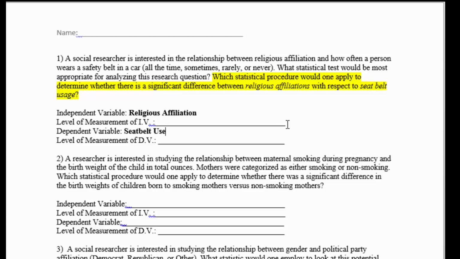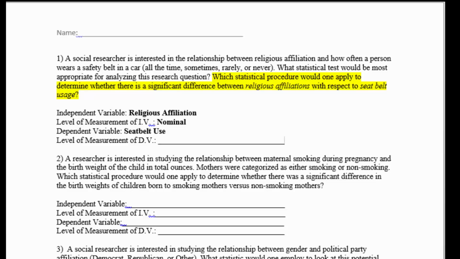Now that we've determined which is our independent variable and which is our dependent variable, the next step is to determine the level of measurement for each. So let's start with our independent variable of religious affiliation. Level of measurement means nominal, ordinal, or interval ratio. With religious affiliation, there is no better or worse answer. There is no religion that's better or worse than any other. None is more, none is less. It simply serves to categorize. So religious affiliation would be an example of a level of measurement that is nominal.